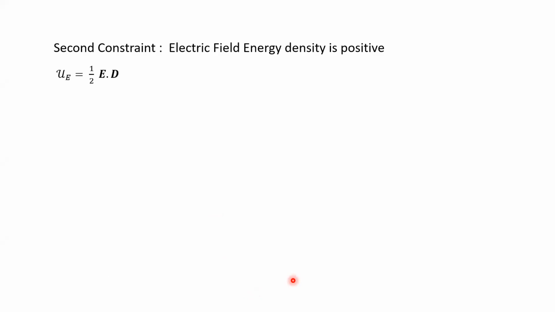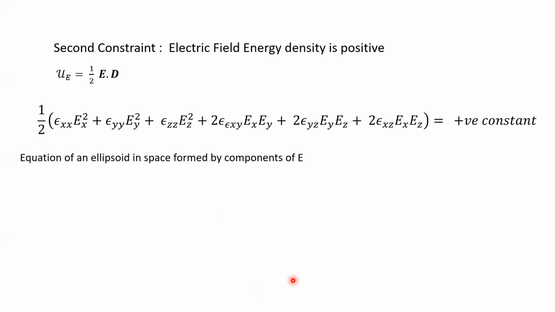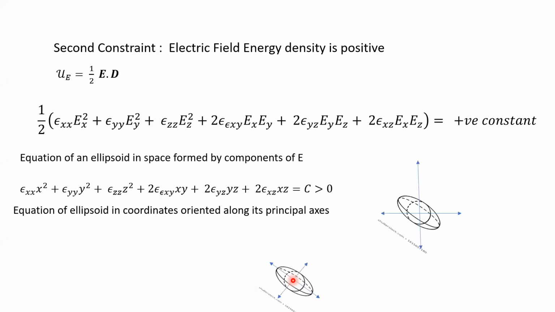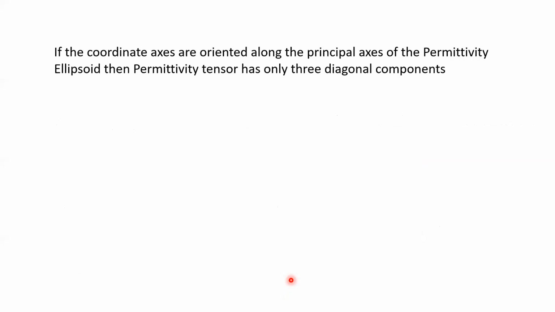And another constraint which you get from the positive value of the field energy density is that we can define our coordinate system such that it is oriented along what are called the principal planes of the crystal. When that happens, then things get even more simplified: there are only 3 dielectric constants which you have to worry about.